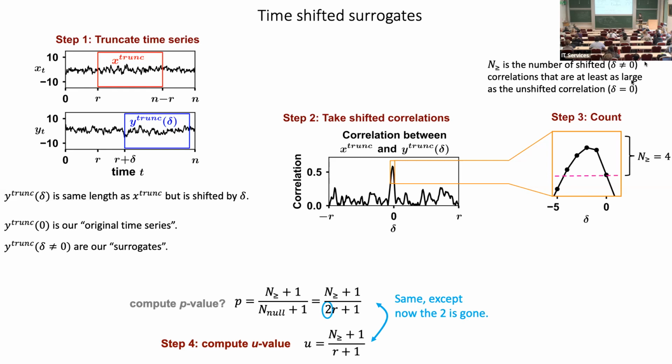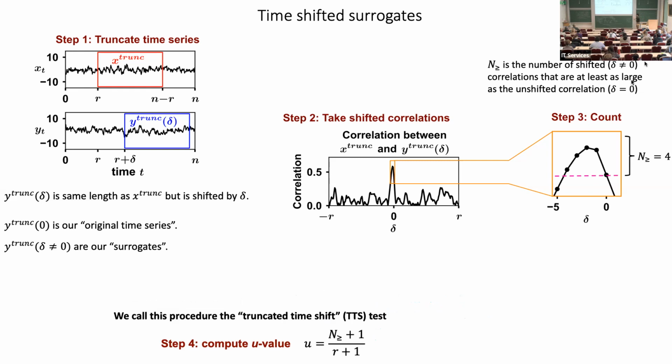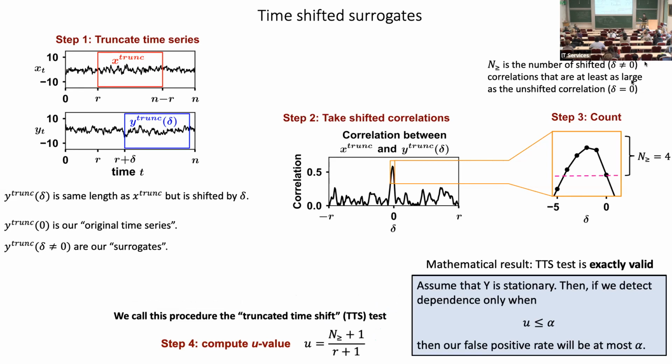If you want the proof, it's on bioRxiv. I'll have a QR code later. Okay, so I'm going to call this procedure the truncated time shift test, which I foreshadowed earlier. And the mathematical result is that the TTS test is exactly valid. So again, if we assume y is stationary, then if we detect dependence when u is less than alpha, then our false positive rate will be capped at alpha. Okay, wonderful.